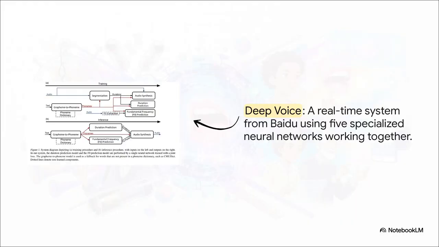Meanwhile, over at Baidu's AI Lab, they came at the problem from a totally different angle, with a system called Deep Voice. Instead of building one massive do-it-all model, they built a team of specialists. It was a system of 5 smaller neural networks, where each one had a very specific job, like figuring out pronunciation or timing. It was a divide-and-conquer strategy.